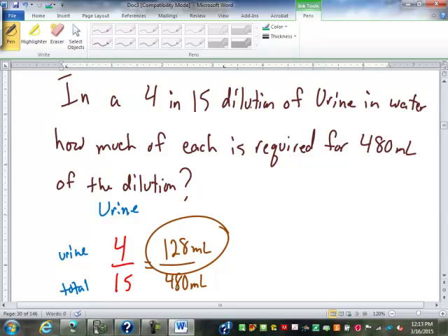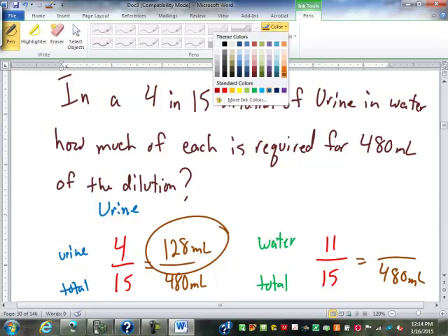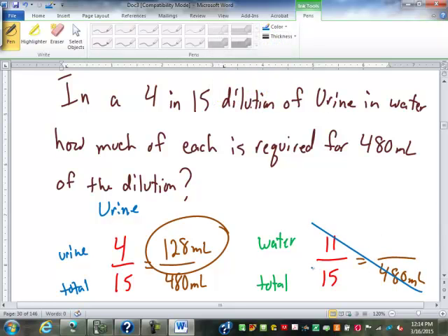Now again, we could just subtract there, but I like to double check. Now we want to look at the ratio of water to total. Total is still 15 parts. The water would be 15 minus 4, or 11 parts. Still 480 milliliters, representing the total volume. We cross multiply and divide. 11 times 480 divided by 15 gives us 352 milliliters.